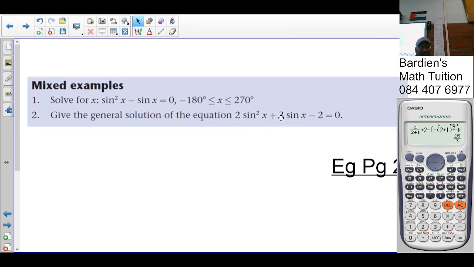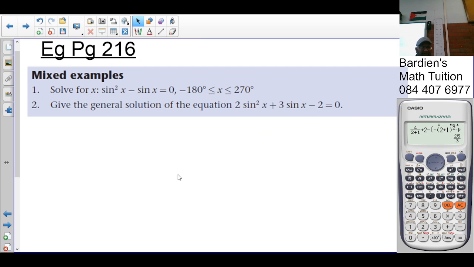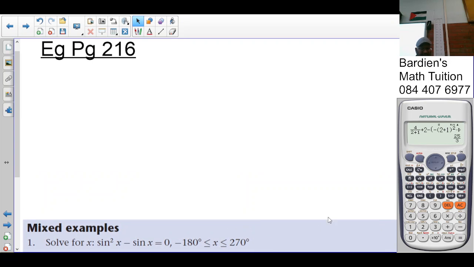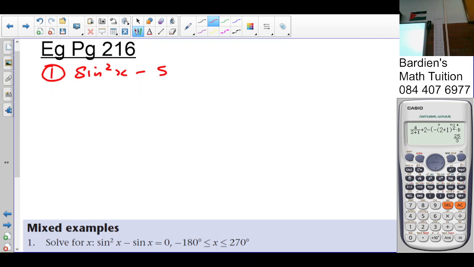Okay, so the question says solve for x. Okay, number 1. Let's pull this down here. In number 1, we are asked to solve for x: sine squared x minus sine x is equal to 0, for x greater than or equal to negative 180 and less than or equal to 270 degrees. So looking at that, what can we say? We're going to work out our general solution first.